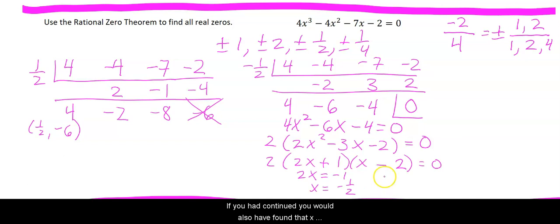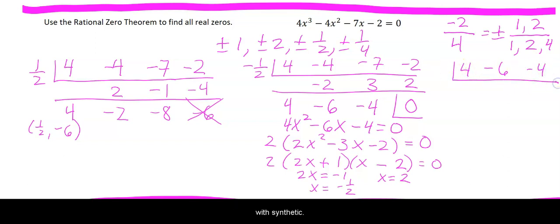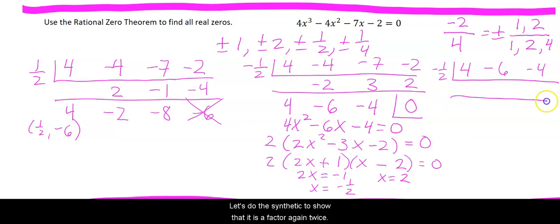If you had continued, you would also have found that x equal 2 is a solution. You could have taken the 4, negative 6, negative 4, and continued with synthetic. Just because we found negative 1/2 as a solution doesn't mean it can't be a solution again. And in fact, in this problem, it is. Let's do the synthetic to show that it is a factor again twice.